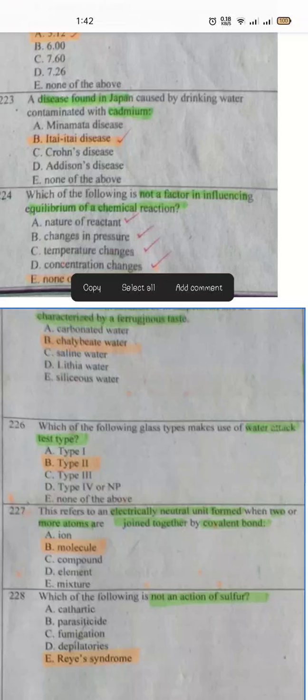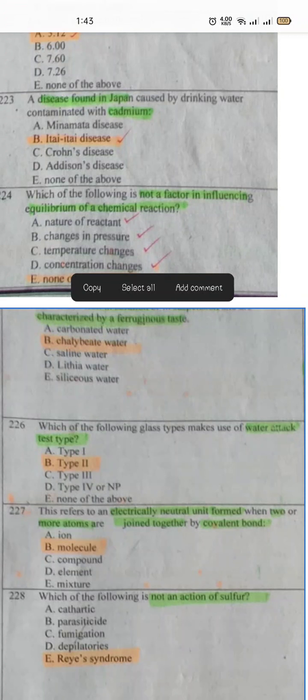Your alkaline water contains sodium sulfate and magnesium sulfate plus sodium bicarbonate. So, alkaline water contains sodium sulfate, magnesium sulfate plus sodium bicarbonate. Carbonated water is charged with carbon dioxide under pressure. Your chalybeate water contains iron in solution, characterized by a ferruginous taste.